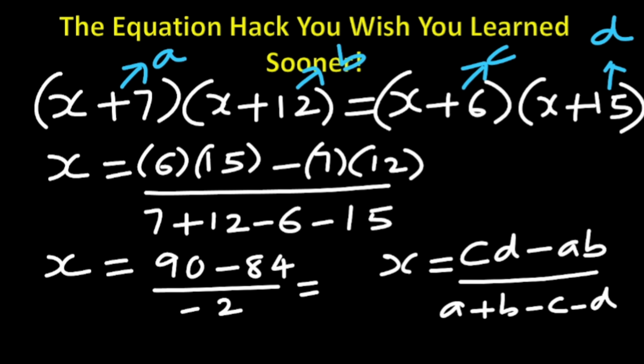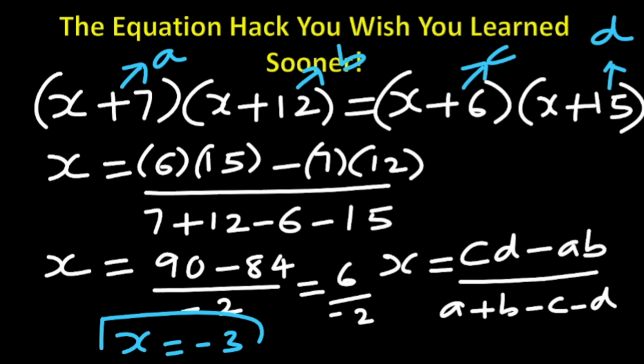Now let's simplify this. 90 minus 84, that's going to be 6. 6 divided by negative 2. So you can see that the value of x is 6 divided by negative 2. That gives you negative 3, right? So the value of x is negative 3.